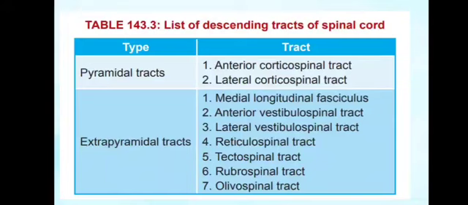The third one is lateral vestibulospinal tract. The fourth one is reticulospinal tract. The fifth one is tectospinal tract. The sixth one is rubrospinal tract and the last one is olivospinal tract. These are the lists of pyramidal tracts and extrapyramidal tracts. Today we are mainly focusing on the pyramidal tracts, which means anterior corticospinal tract and lateral corticospinal tract.